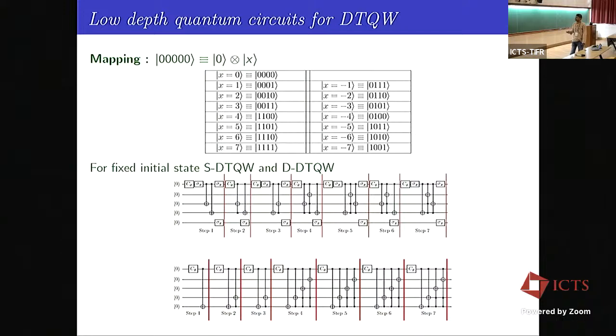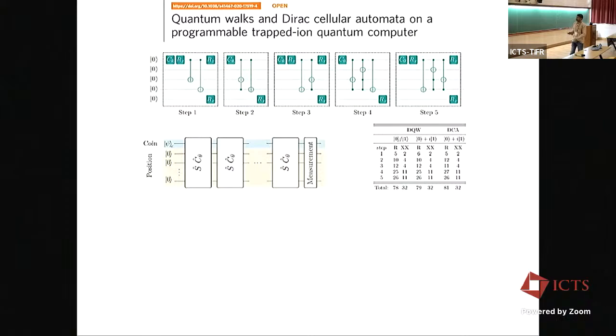And this is the circuit which we had for up to 7 steps. This is more complicated, but that's an example. So now this circuit was something which could be implemented in the existing quantum processor. So this is a processor at the University of Maryland in Chris Monroe's group.